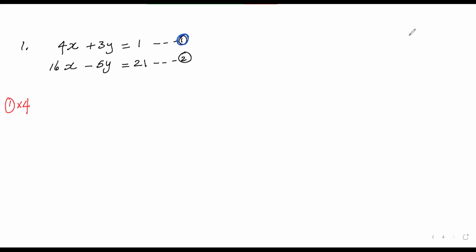So this evening we are looking at simultaneous equations. A little tricky, but slowly people are understanding.